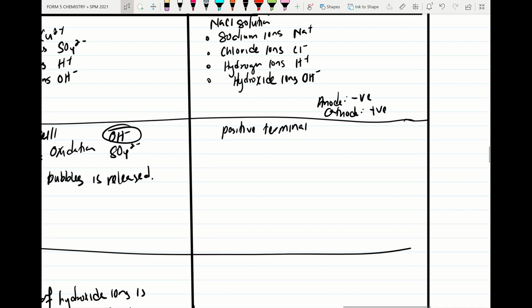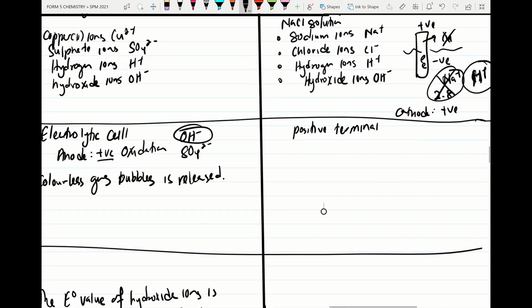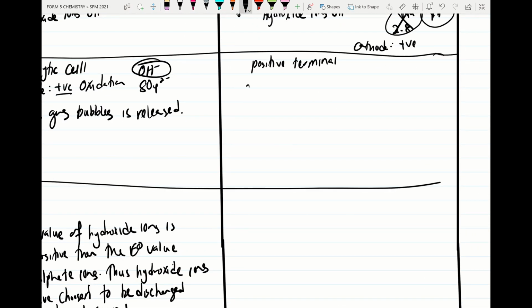So under cathode, we have a copper electrode. So don't choose the positive terminal copper electrode, choose the solution. The electron has already moved. The solution contains ions. The electron is a negatively charged particle, so we choose the positive ions, which are sodium ion and hydrogen ion, attracted to the cathode, or positive terminal. This sodium ion has already achieved the 2.8 stable octet electron arrangement, therefore choose the hydrogen ion. So the observation at the cathode: colorless gas bubbles are released.